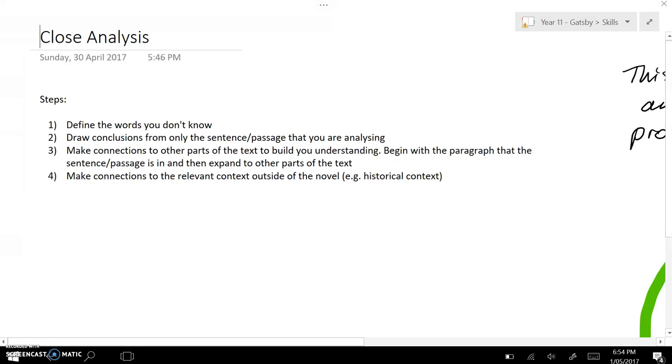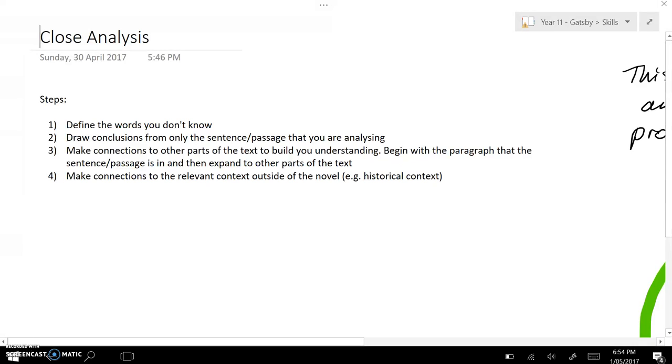The second step is to draw conclusions from only the sentence or passage that you are analyzing. Often, you don't need to look at huge pieces of text in order to draw a lot of meaning out of it. Sometimes there's a lot packed into just one sentence, or a few sentences, a short passage. So the second step is to just focus on the sentence or passage itself, not to go beyond that yet, but just to focus on what are some conclusions that you can draw just from looking at that passage or sentence.